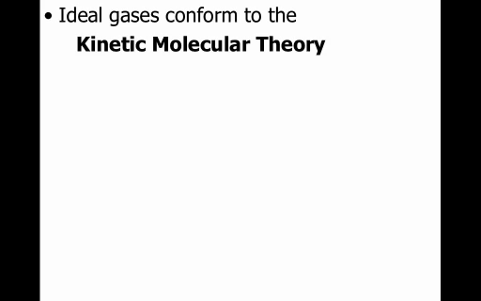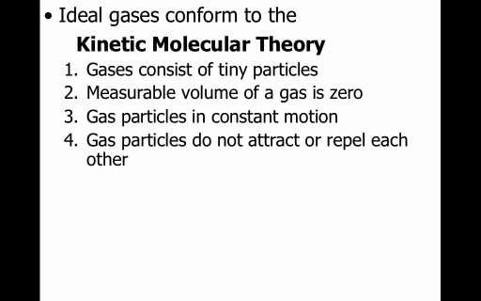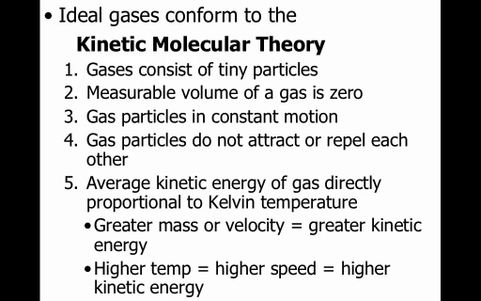Ideal gases conform to what's called the kinetic molecular theory. These are the 5 points of the kinetic molecular theory. The first one is gases consist of tiny particles. The measurable volume of a gas is zero. The gas particles are in constant motion. The particles don't attract or repel each other, and the average kinetic energy of them is directly proportional to the temperature. These are going to sound a lot like those properties you wrote down one of those first days that we talked about gases.